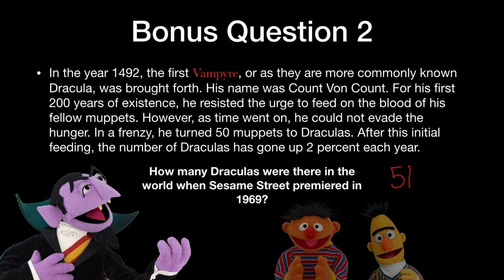Now let's talk about our increase first. It's increased by 2%, so 1.02. Now, let's talk about our x value. Once again, we might naturally want to think the year 1492, for that is when he was brought forth through the dark magics.